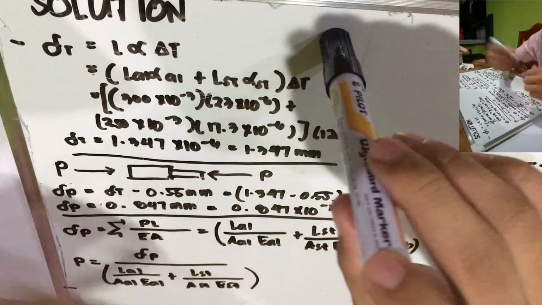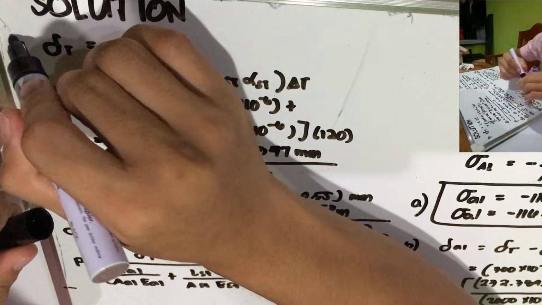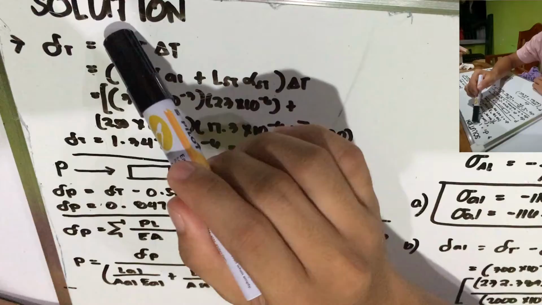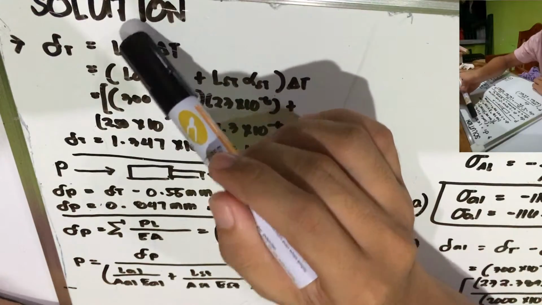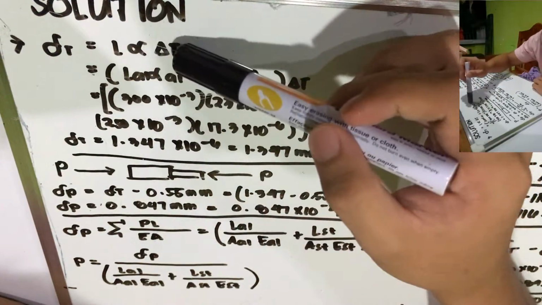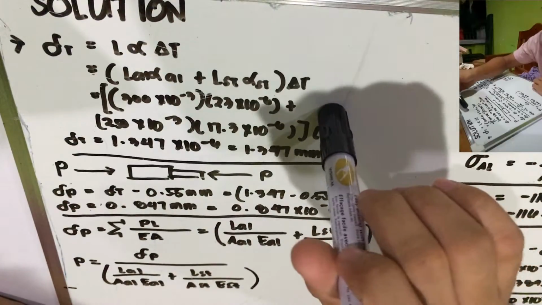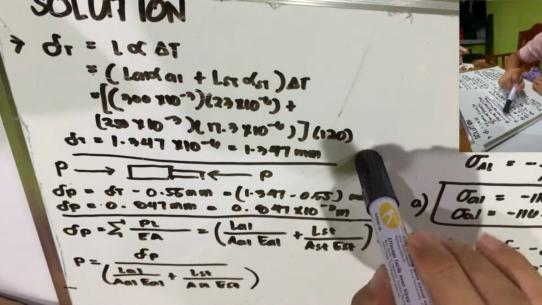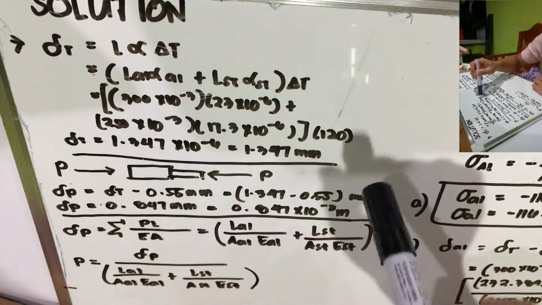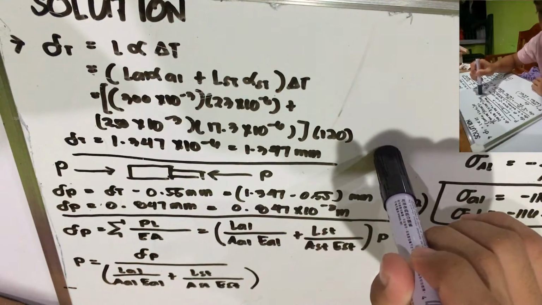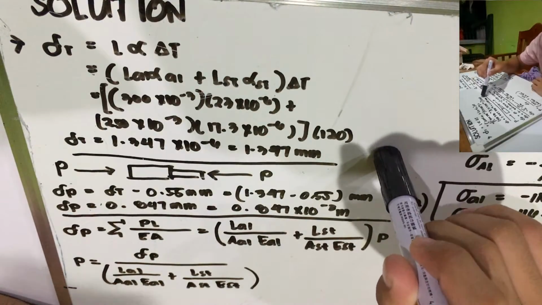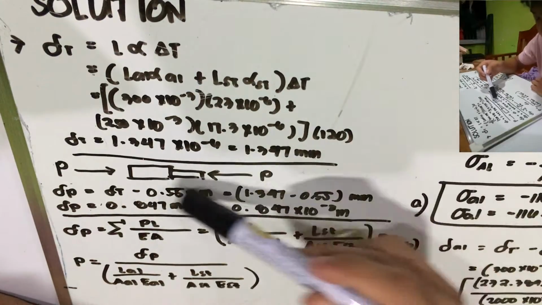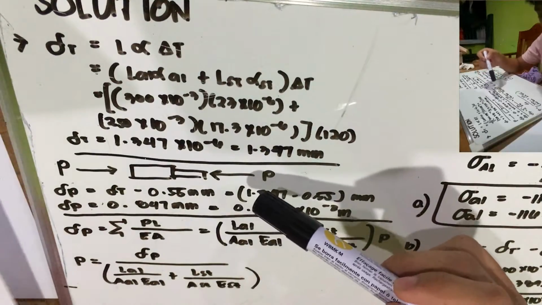So first we must find the change of length due to temperature, which is equal to the length times the thermal coefficient times the change in temperature. With this equation, we substitute all the given values. We get the change of length due to temperature, which is equal to 1.347 times 10 to the power of negative 6, or 1.347 millimeters.